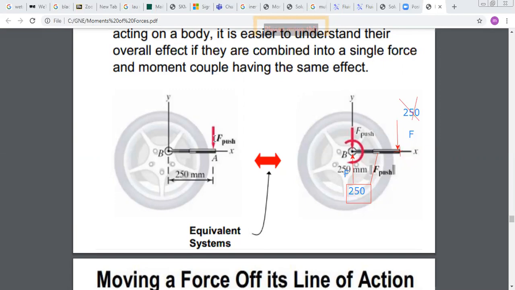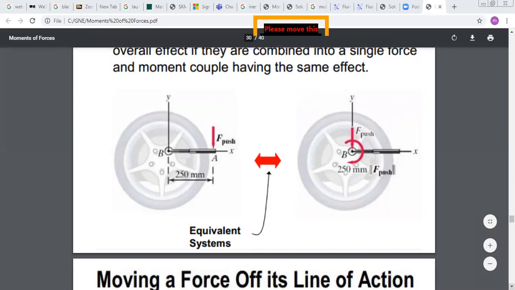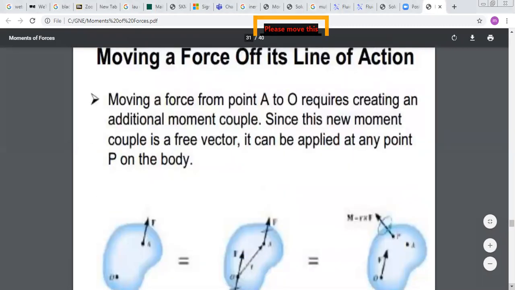And you can see this was your initial system here. Okay. Any question on this? Okay. Now, what we can deduce is that if we want to move a force from point A to point O, this requires creating an additional moment couple. Since this new moment couple is a free vector, it can be applied at any point of the body. So here we are repeating our conclusion.